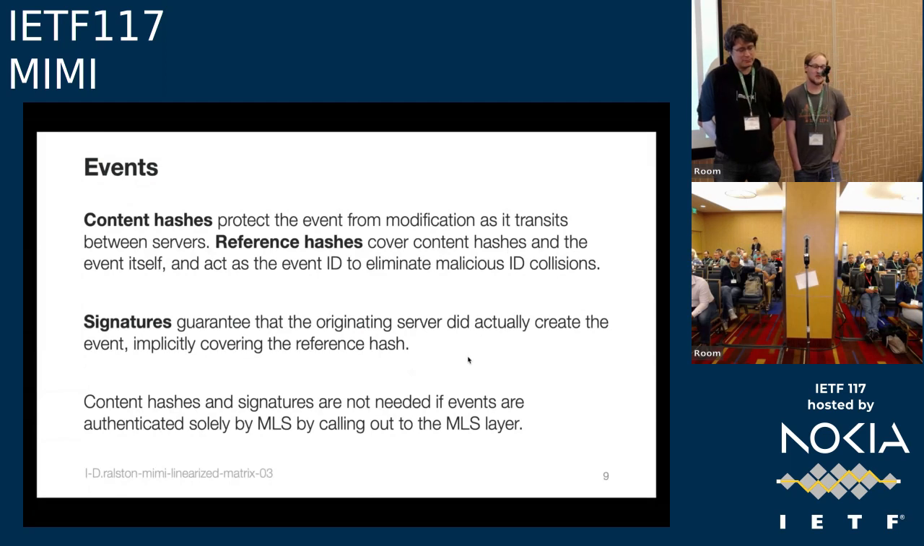So yeah, events currently in linearized Matrix have a whole bunch of guarantees on them, which are duplicated by MLS. More on that later, potentially. The content hashes protect the actual modification of the event in transit, since it's carrying either encrypted or unencrypted contents, depending on what it is. The content hash will prevent the intermediary servers, wherever they are, from actually modifying that event. The reference hashes cover the event itself, including the content hash, and is also the event ID.